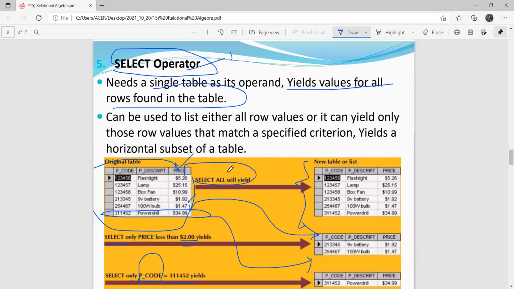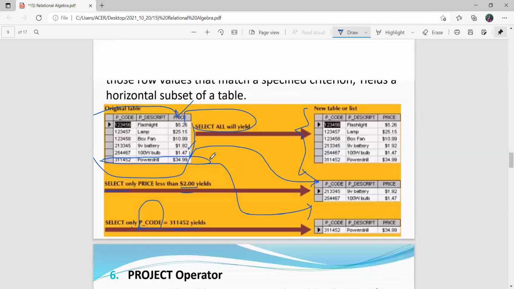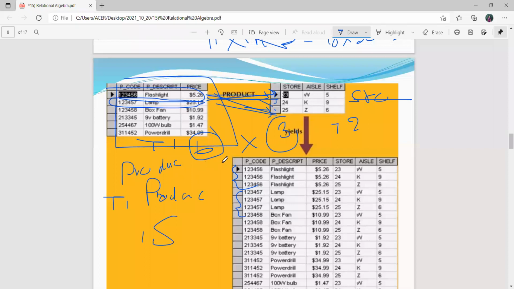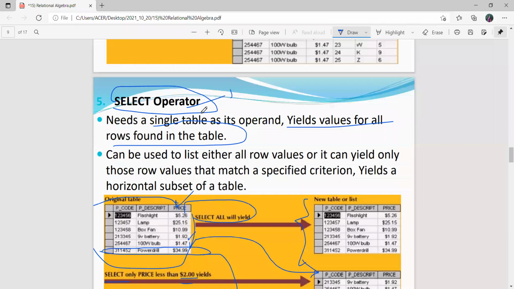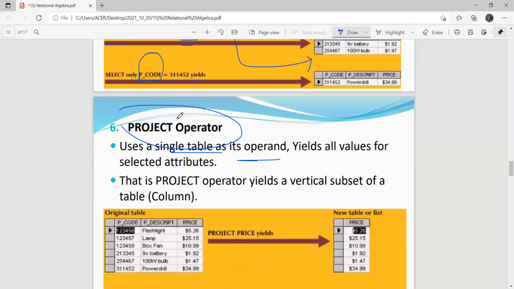Okay, then let's discuss the project operator. When we consider a project operator, it uses a single table as its operand. In this other case, we use two tables, but with the select operator, you can use one table or more than one table to perform the select operation. The project operator only uses a single table to perform this project operation.